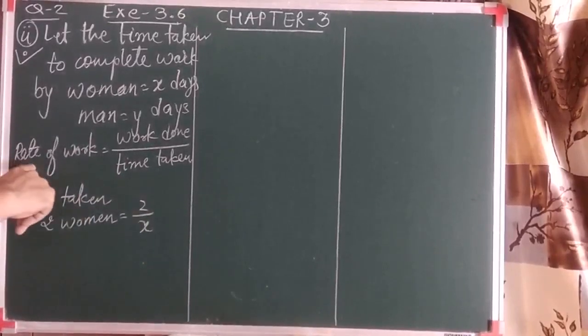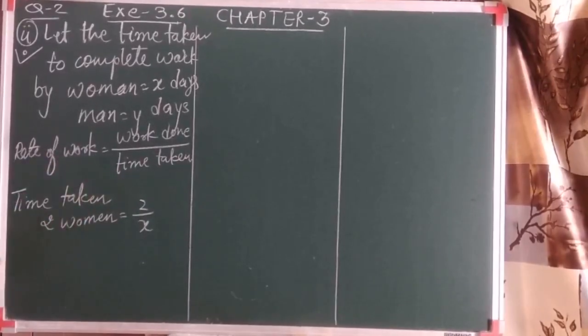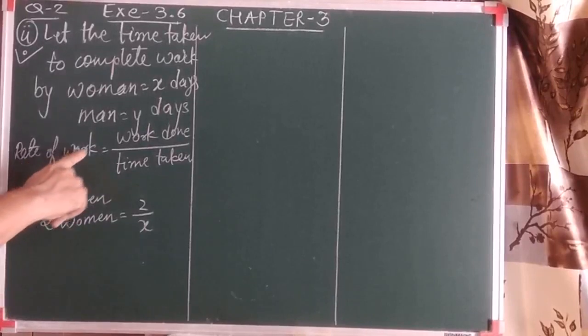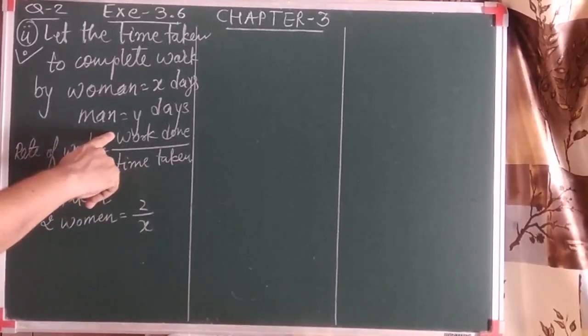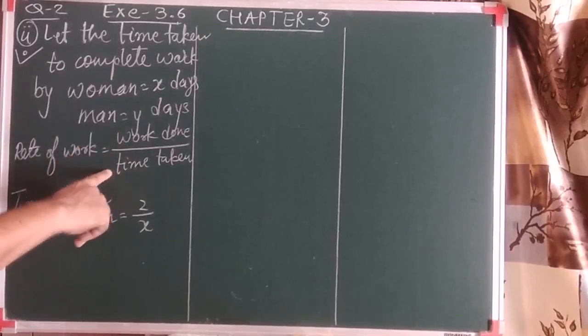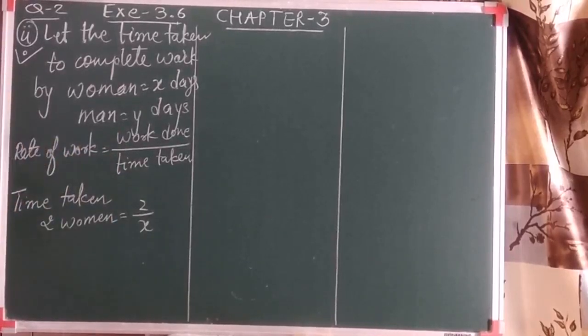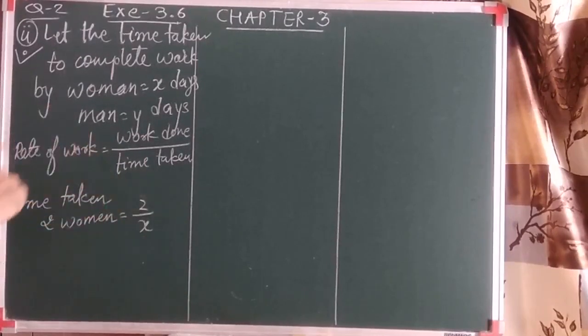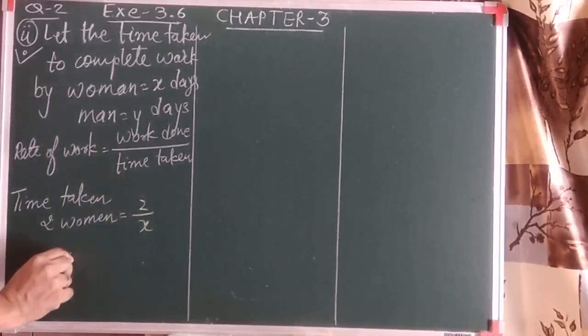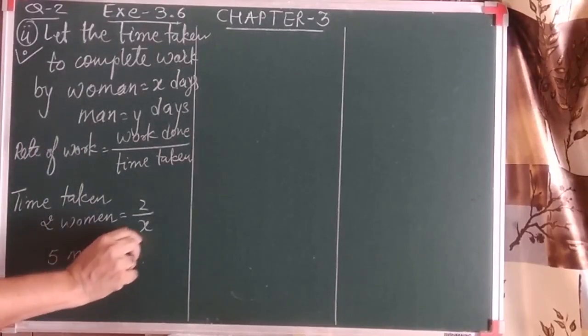So I'll use this rate of work. Rate of work मतलब काम करने की क्षमता. So rate of work is work done, time taken. Work done, एक काम करियो, time taken x days. That is of one lady. So 2 lady का क्या होगा? 2 upon x. ठीक है, समझ में आ रहा है? सो दैट इज फॉर 2 women and for 5 men it is 5/y.